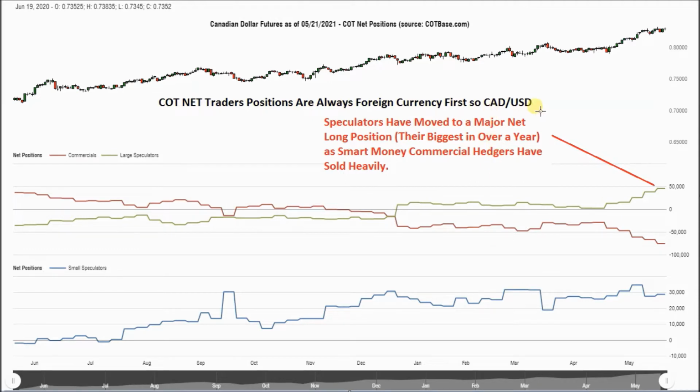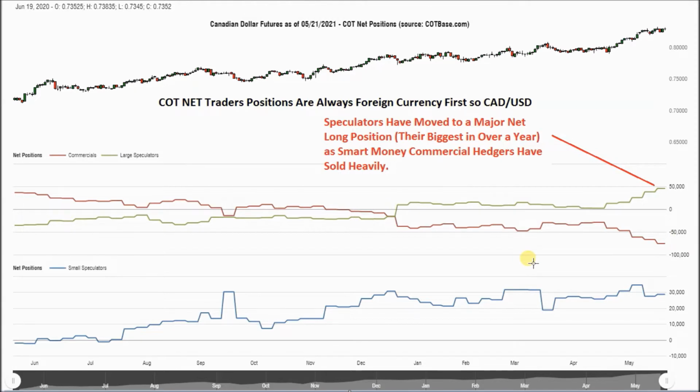Now, in terms of this chart, it is CAD USD. It's always foreign currency first. On the COT Net Traders positions, we of course trade USD CAD, but it's giving us an idea of what speculators are doing against commercials behind the chart. What you can see is speculators just continue to buy over the last few weeks. They built up their biggest long position in over a year, and the commercial smart money has dropped heavily short against them. So it's the biggest divergence in over a year.